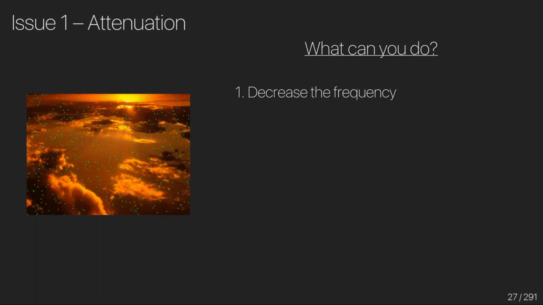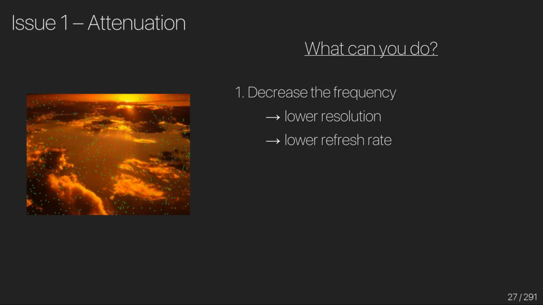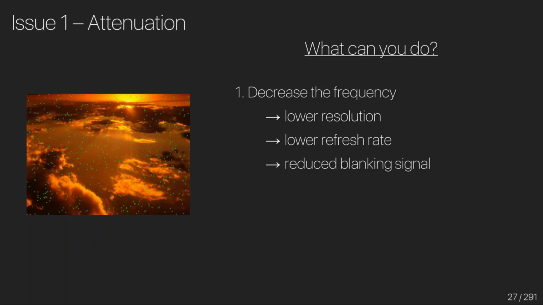You can also decrease the frequency by using a reduced blanking signal. So you can use a signal timing that reduces the blanking interval, so you're sending less through the cable and thereby decrease the pixel clock frequency. However, lowering the resolution and refresh rate might not be acceptable solutions for what you're trying to do. And what if you're already using a reduced blanking signal anyway? Those might be problems you can't get around.